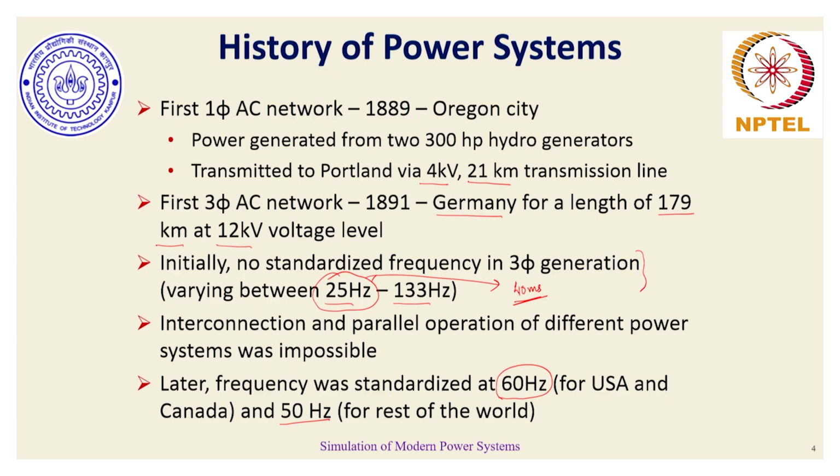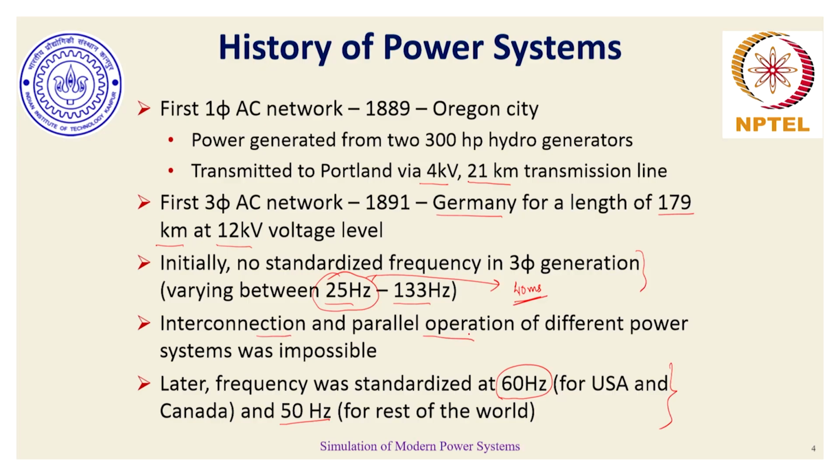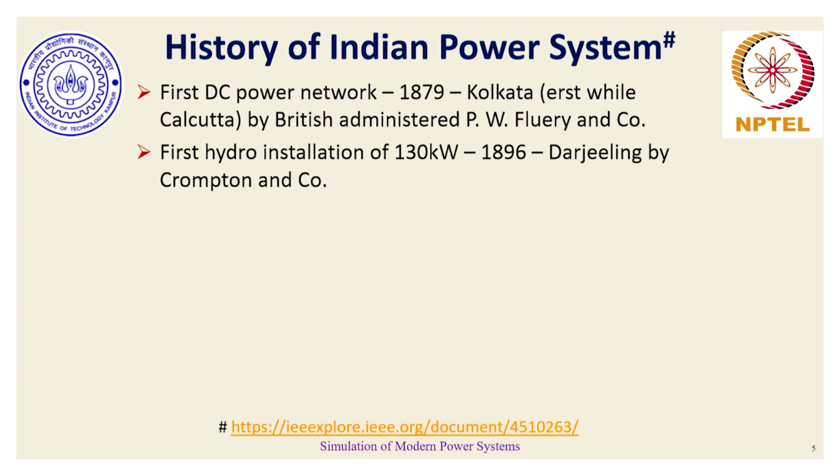An interesting question that comes up is, why is there a difference between 60 Hz and 50 Hz? Technically, there is no precise answer for that, but different references and different literature point to different reasons, and one tends to settle on the reason which one finds reasonable enough. As a result of these different operating frequencies, interconnection and parallel operation was not possible, and hence standardization was necessary, which is where we settled at 50 Hz, and the US and Canada at 60 Hz.